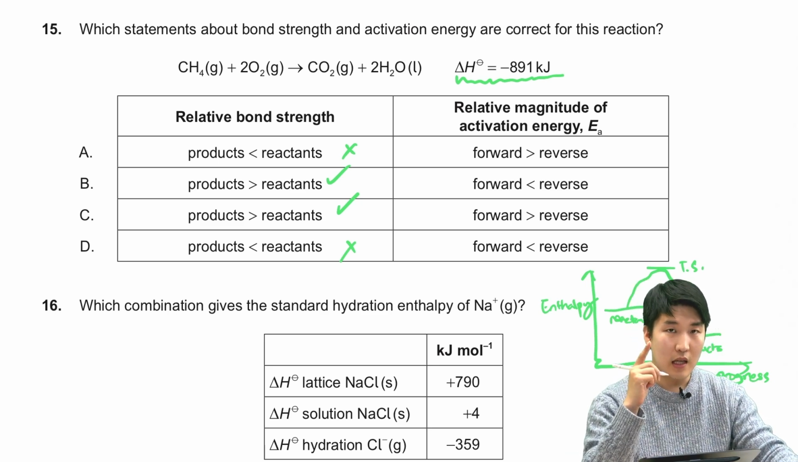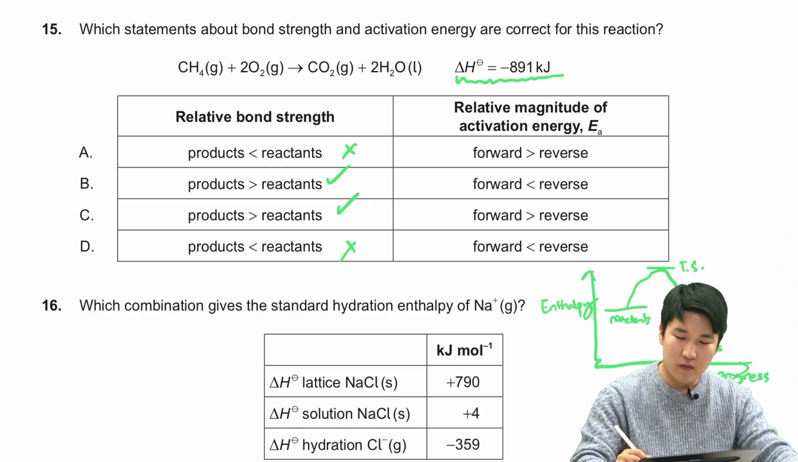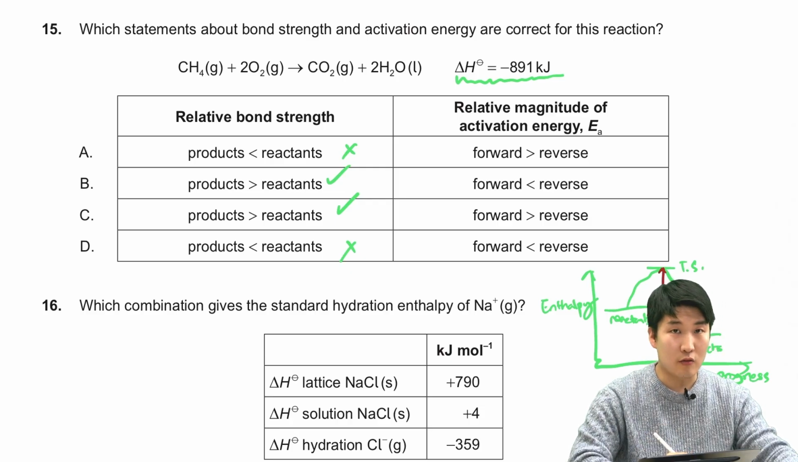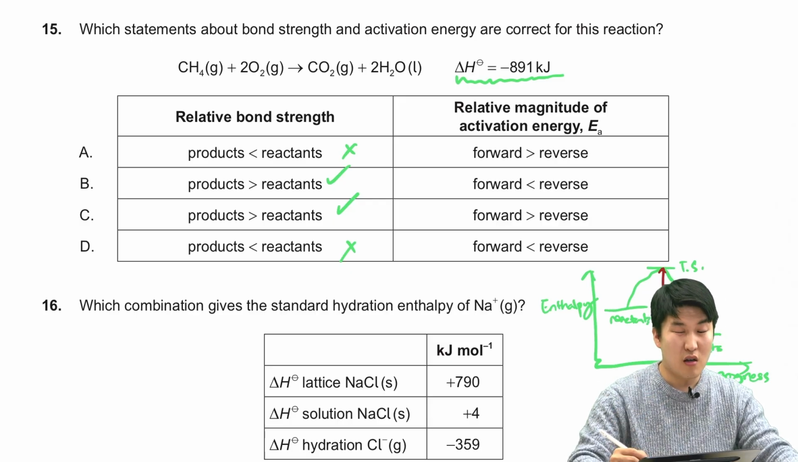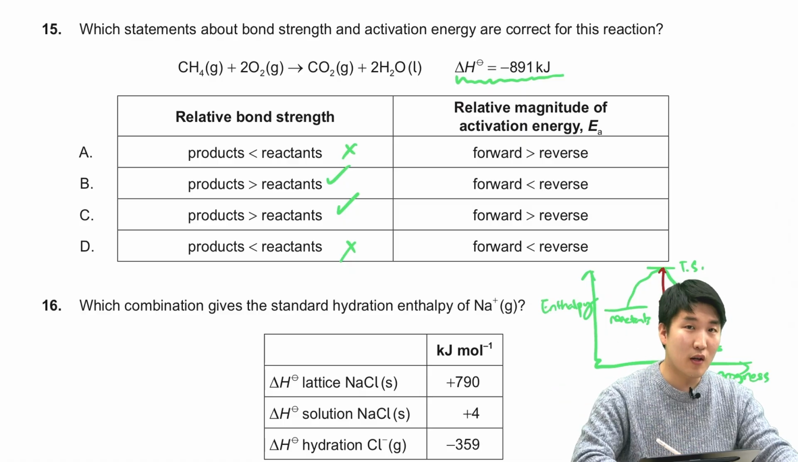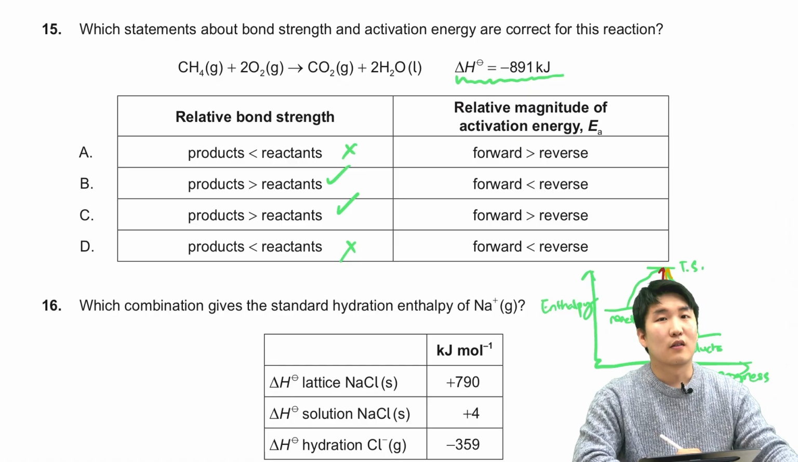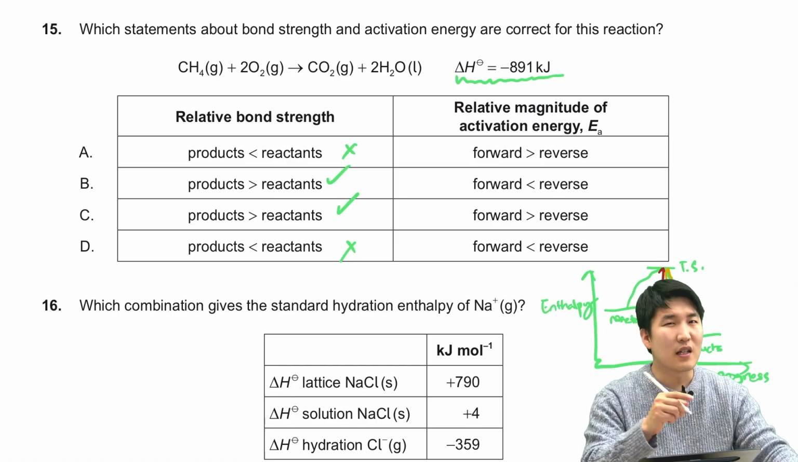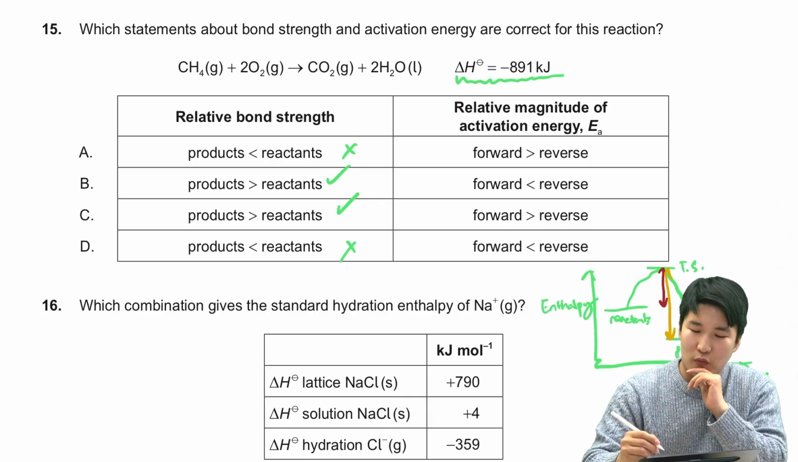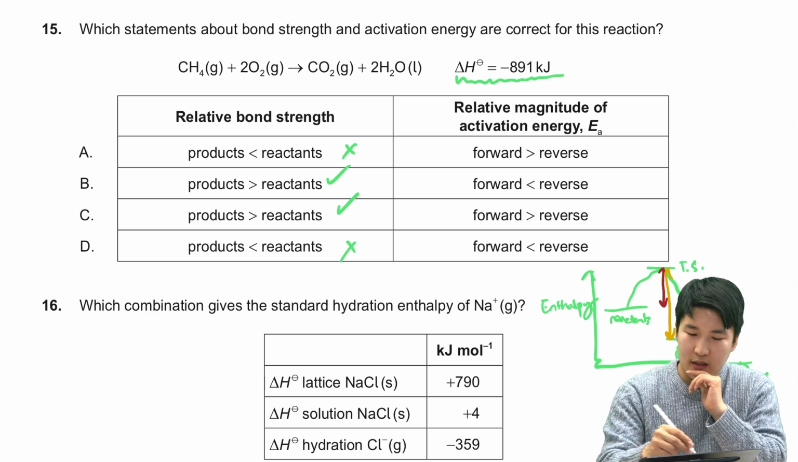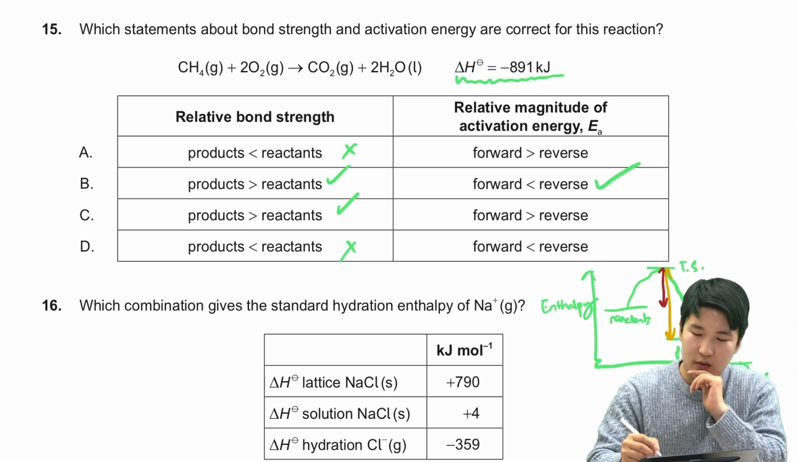Let's label the activation energy of the forward reaction as the red line, but the reverse endothermic reaction as the orange line, which clearly is greater than the activation energy of the forward reaction. So forward will be less than the reverse.